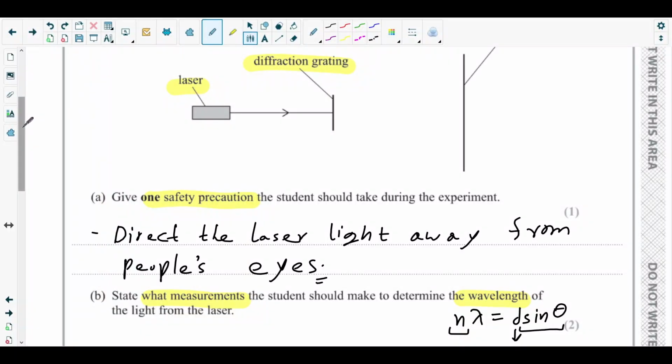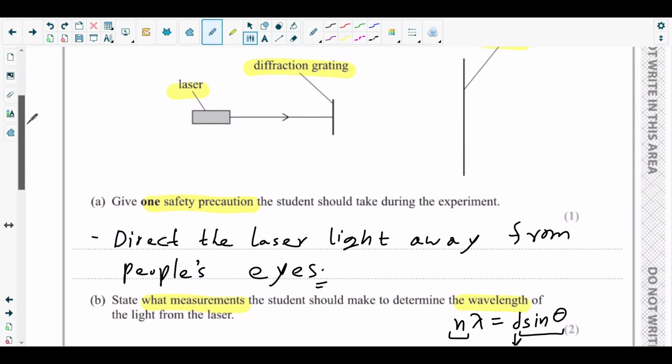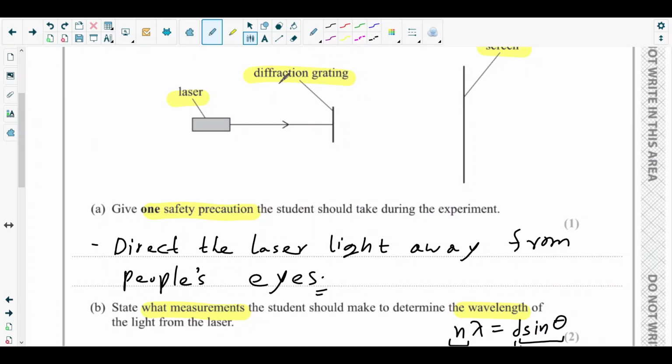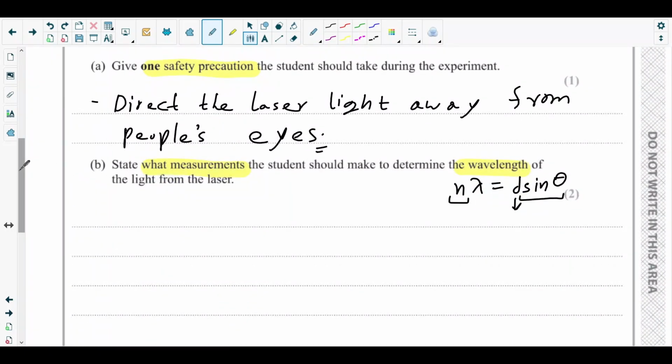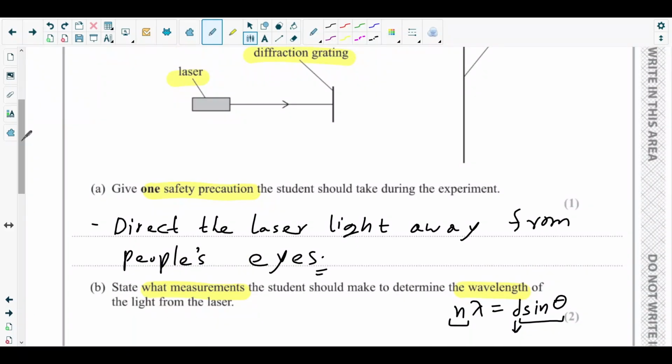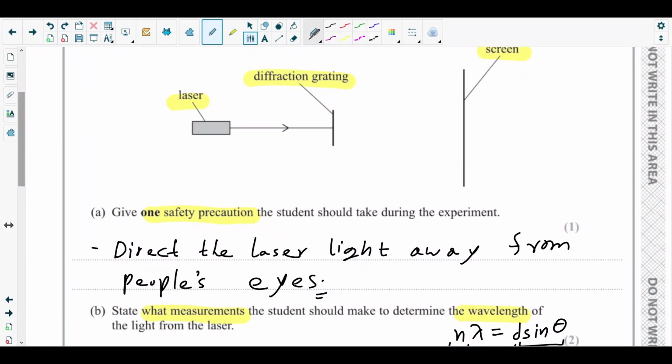In that case, to calculate theta, we need the direct distance between the diffraction grating and the screen. So this should be measured, because for theta we need this direct distance. If I show you using dotted lines, look, we need this direct distance, and we need the distance between the central maxima and any other order of maxima. So this is the theta, right?